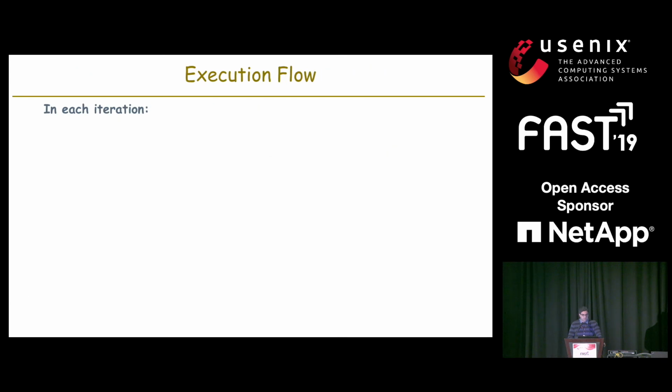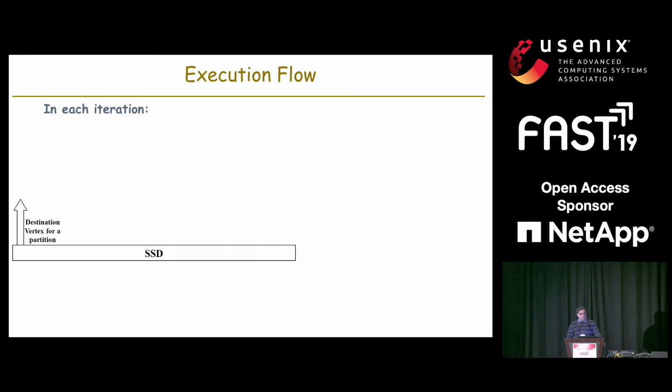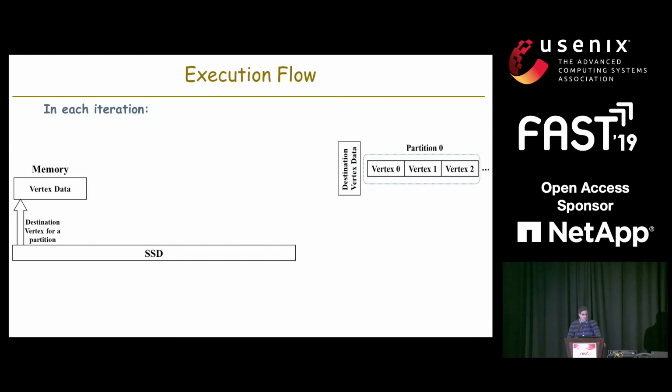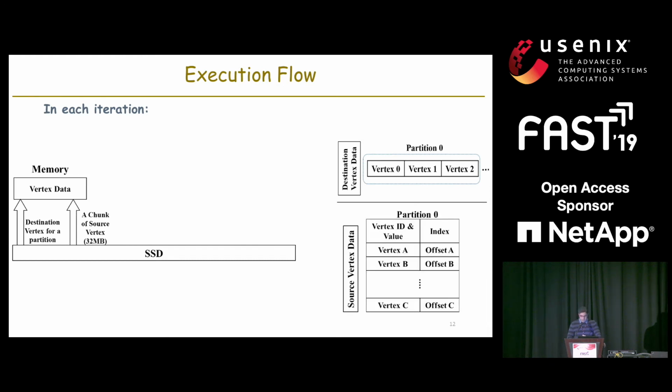But looking at the execution flow, first, all data is stored in the SSD. Destination vertices associated with a partition are read to memory. And next, we bring in the source vertex data, but this step can happen in a streaming fashion. This is where we can achieve parallelism during the execution, and this parallelism can happen for both vertex data and also the required edges.